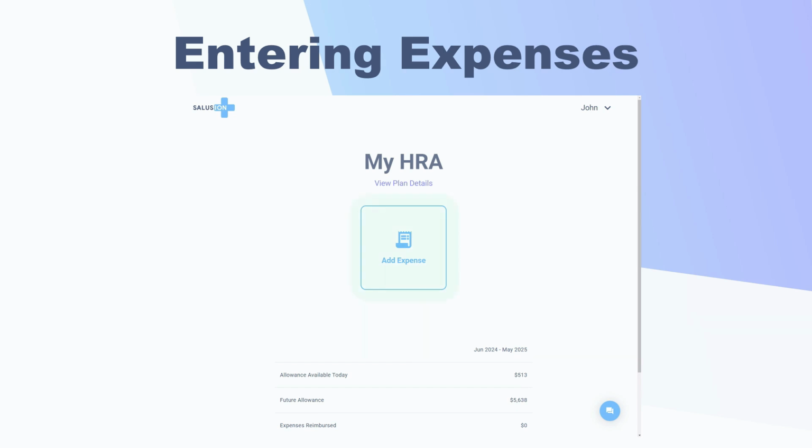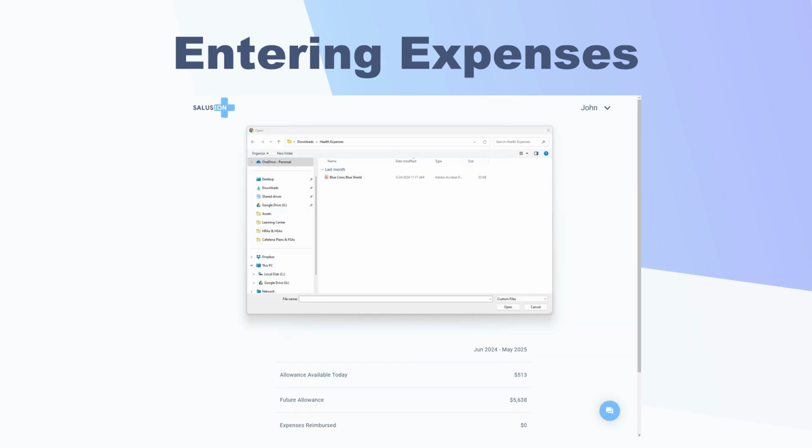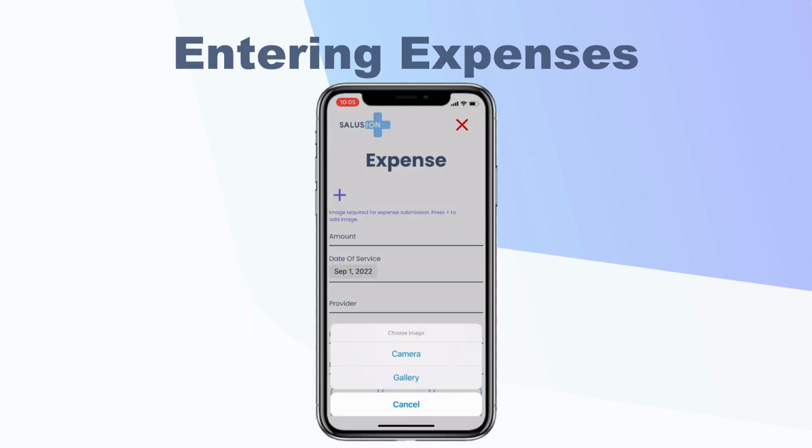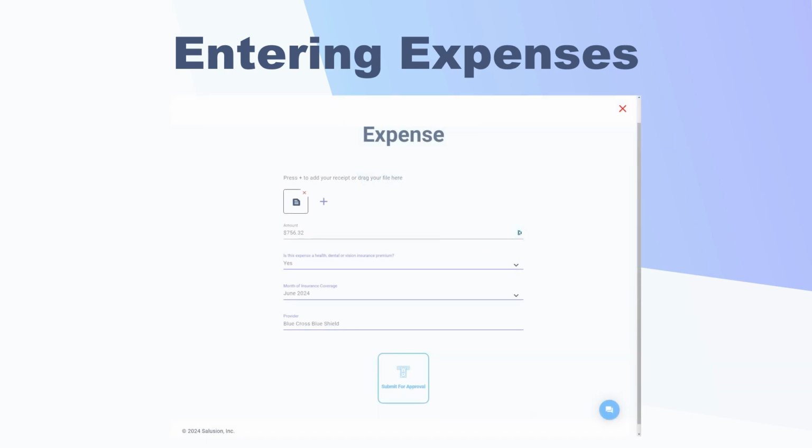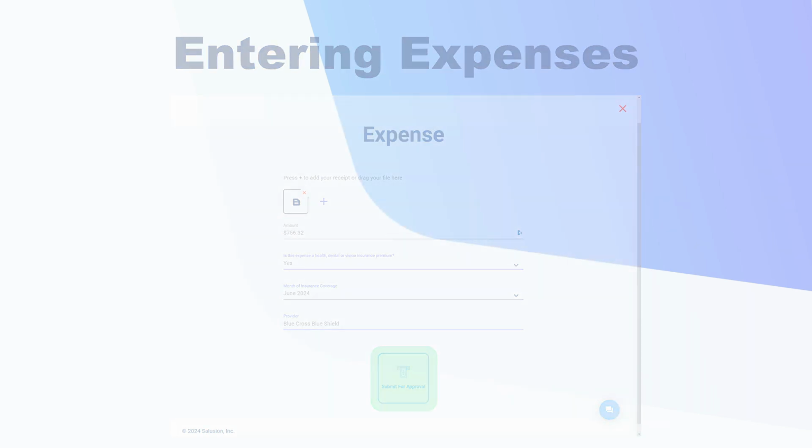The first step is to upload a receipt. They can either upload the receipt to the web application or take a picture of it on their smartphone through the Salusion app. After that, they enter a few basic facts about the expense and click Submit. Salusion approves expenses every evening, and the ACH process can be initiated as quickly as the following day.